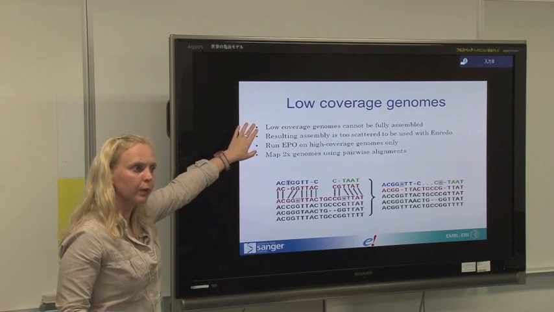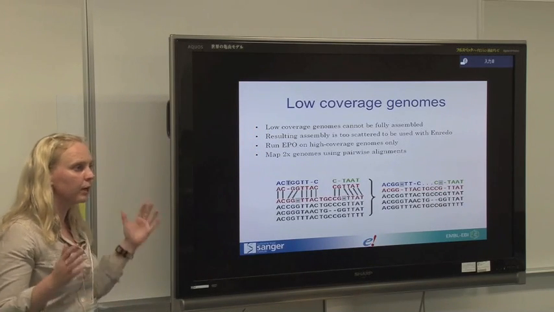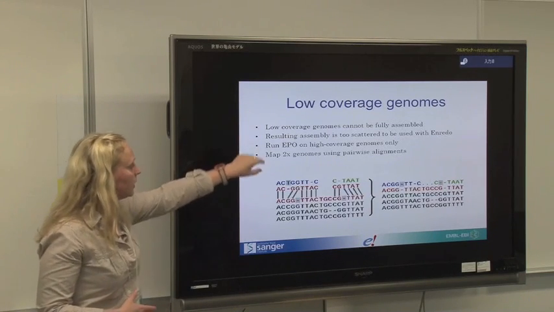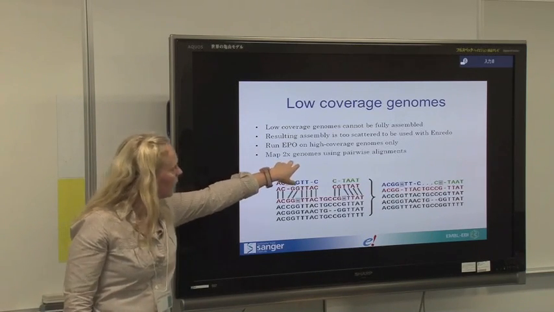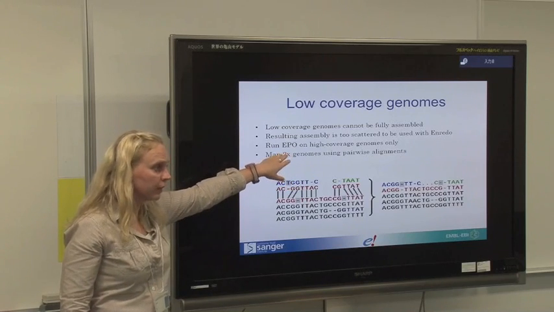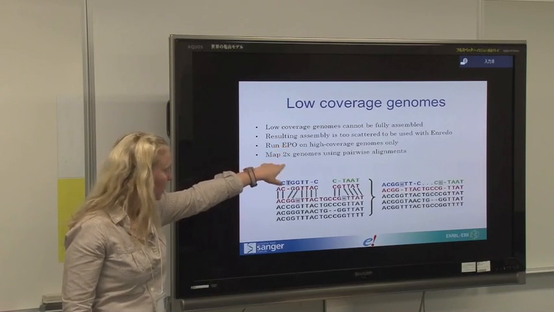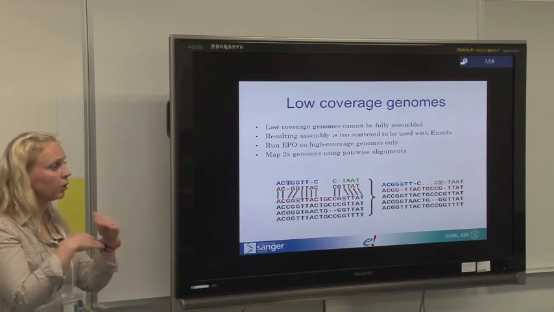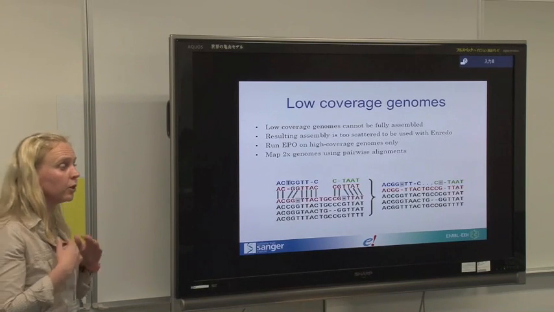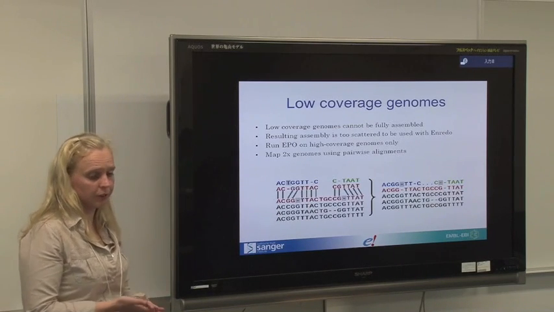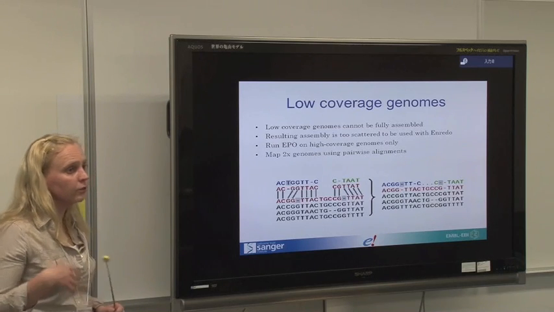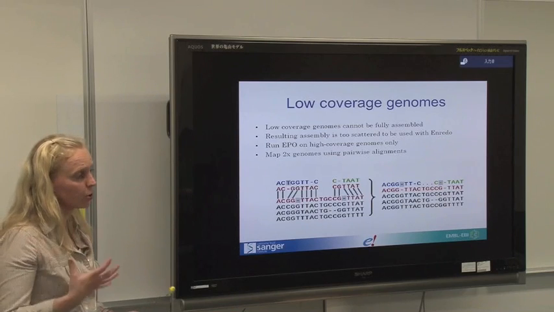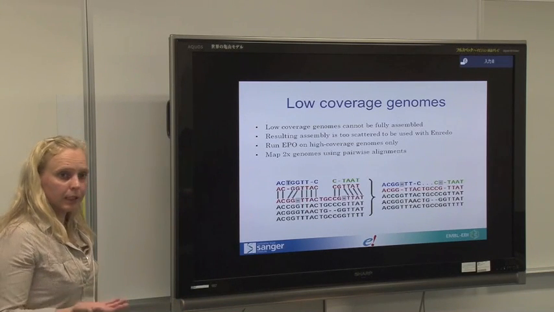So the human sequence would be a high coverage genome. Each part of the sequence has been resequenced several times. Low coverage genomes sometimes are only, for example, twice covered. So this means that on average, the sequence is only covered by two reads. So not very good. Hard to create genomes from these, and they may contain a lot of errors. So they may cause problems in the multiple sequence alignment.